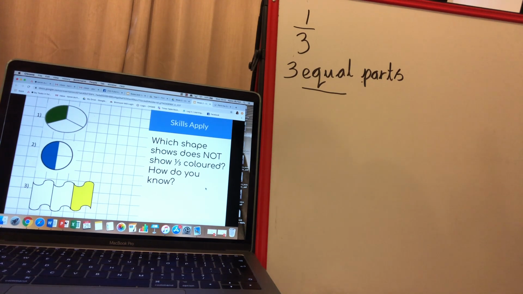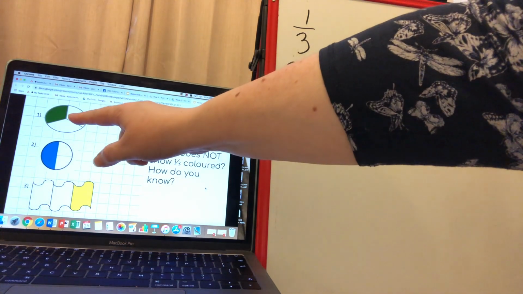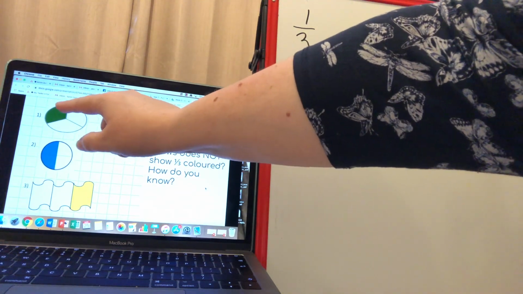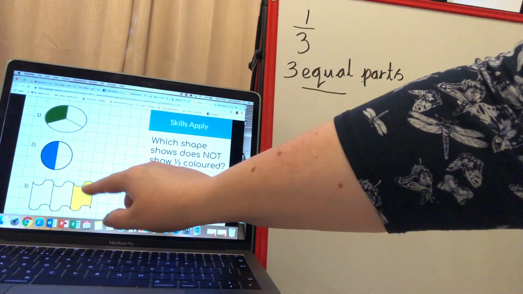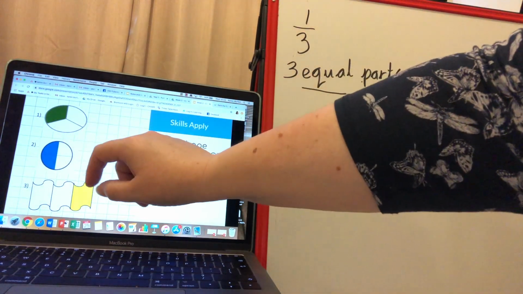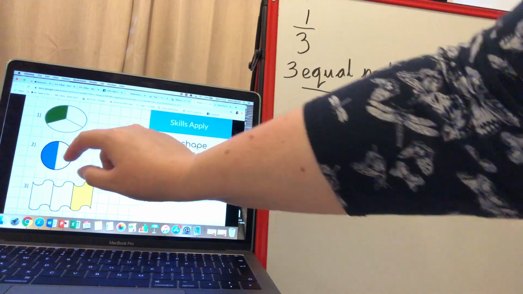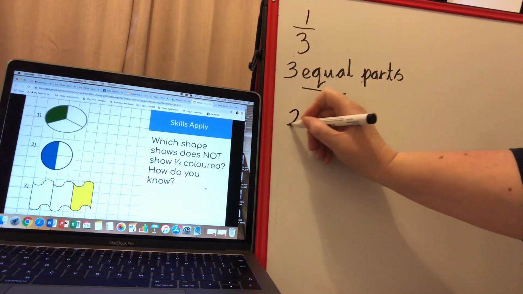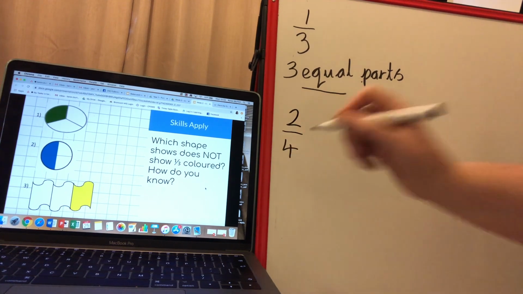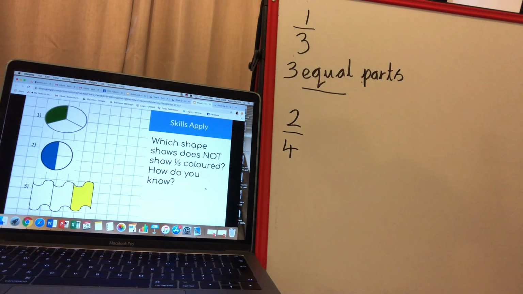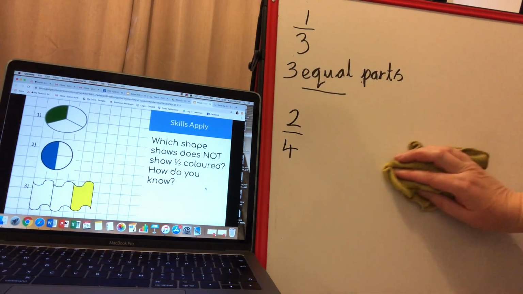Okay, well I can see straight away that number 1 does show a third coloured. There's 3 parts, 1's coloured. So does number 3, 3 parts with 1 coloured. The one that does not show a third coloured is number 2. It's got 1, 2, 3, 4 parts and 2 of them are coloured. Number 2 is actually showing 2 quarters. That's definitely not 1/3. So number 2 is right. We were looking for the one that's not 1/3.